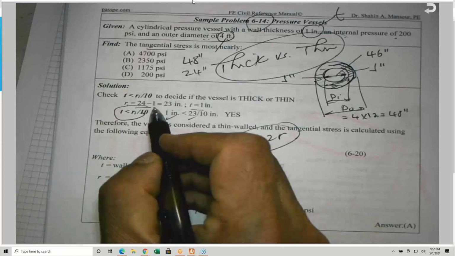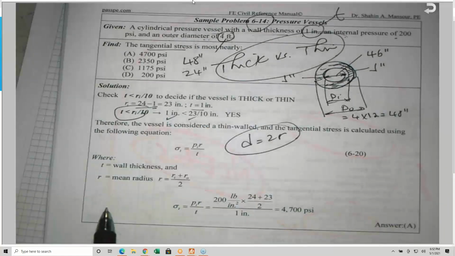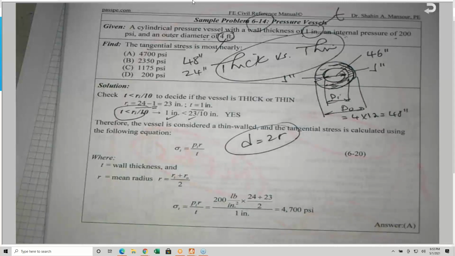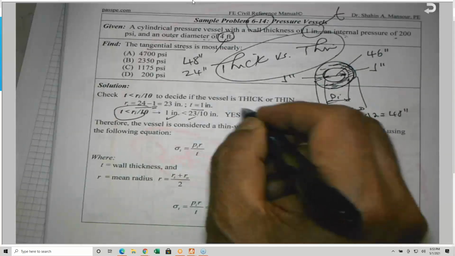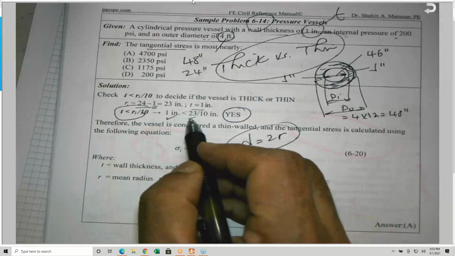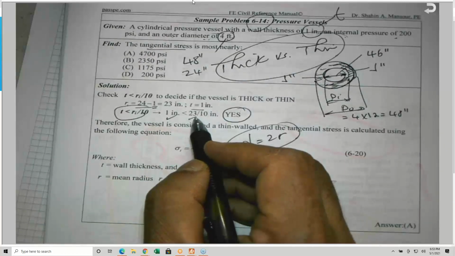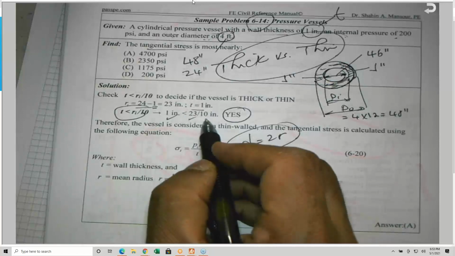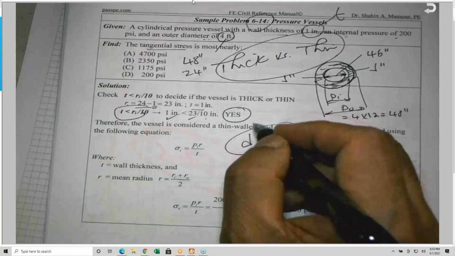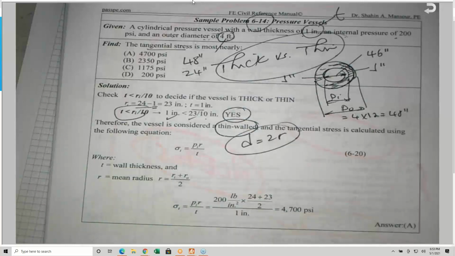So for the radius I subtract only 1 t, because for the diameter you subtract 2 t's, one from here and one from here, as all of you know. So after this test, I said yes. What does yes mean? That 1 inch is less than the inside radius, which is 23 inches, divided by 10. Therefore the vessel is considered thin.